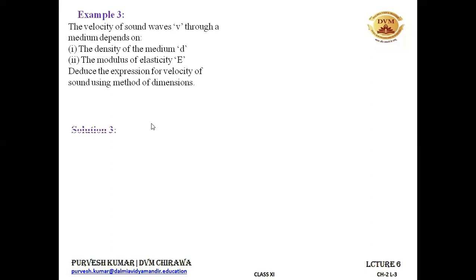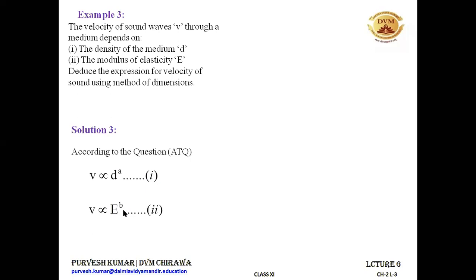So according to the question, we can write that v is proportional to d to the power a, where d is your density. It is given that it depends on density. So we have written d to the power a. We don't know how it depends, so we need to find the power a. Also, velocity v depends on modulus of elasticity E to the power b.